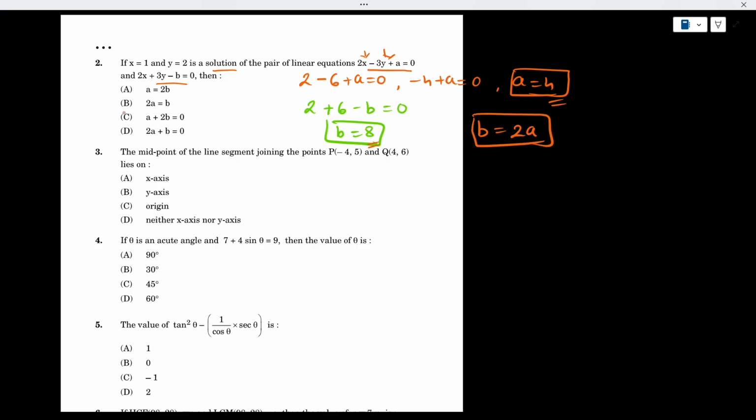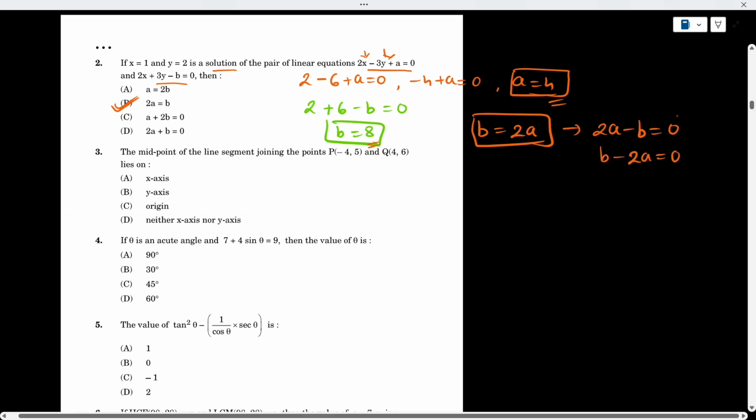So if you see that, what is the right option here? 2a equals b, or option number B is right. Sometimes other than this, you can get the option as 2a minus b is equal to 0, or b minus 2a also equal to 0. These options are also possible. So check what is right and choose the right option. Now this question was based on linear equations. Now let us go for the next question.